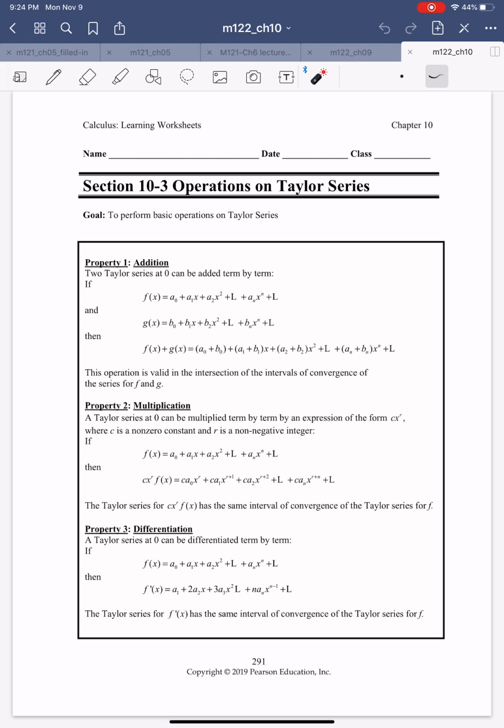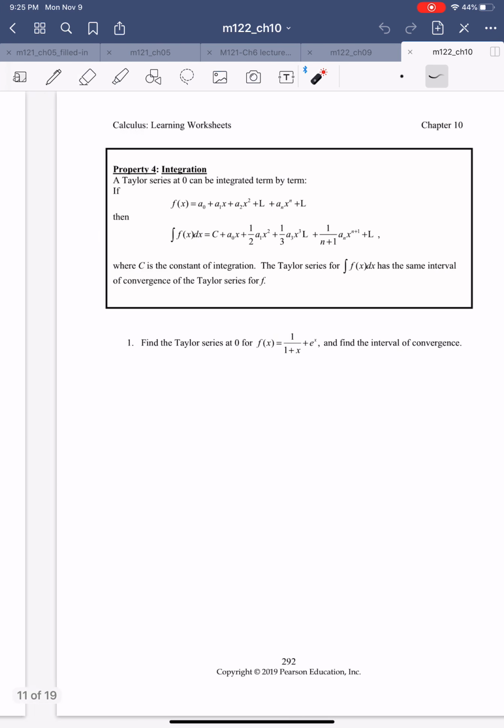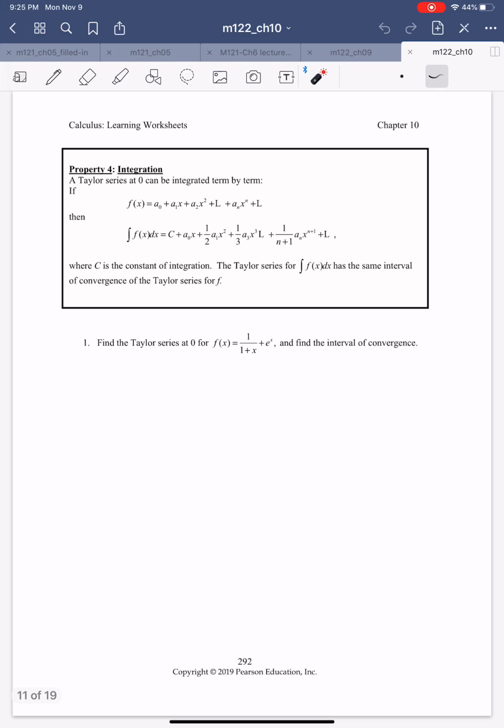Differentiation. You can also differentiate a Taylor polynomial, a Taylor series. You differentiate it term by term, the constant term, and then the x term, and then the x squared term, and so on. And the last property is integration. You can also integrate a Taylor series. If you have a Taylor series, you will integrate term by term. So let's use those four properties and what we did last week to work on a couple of exercises.